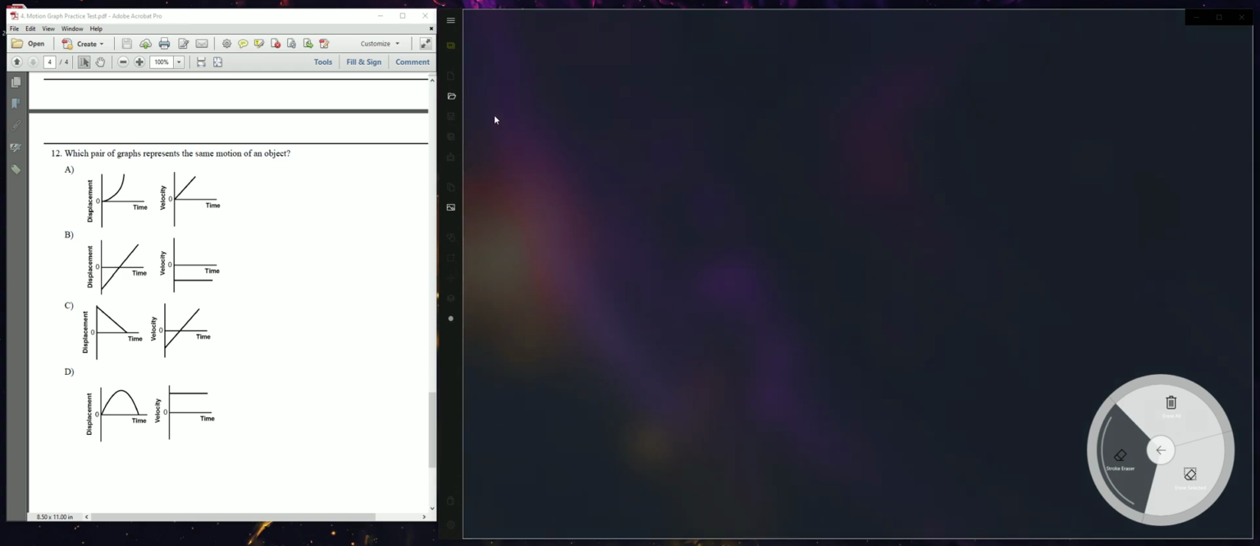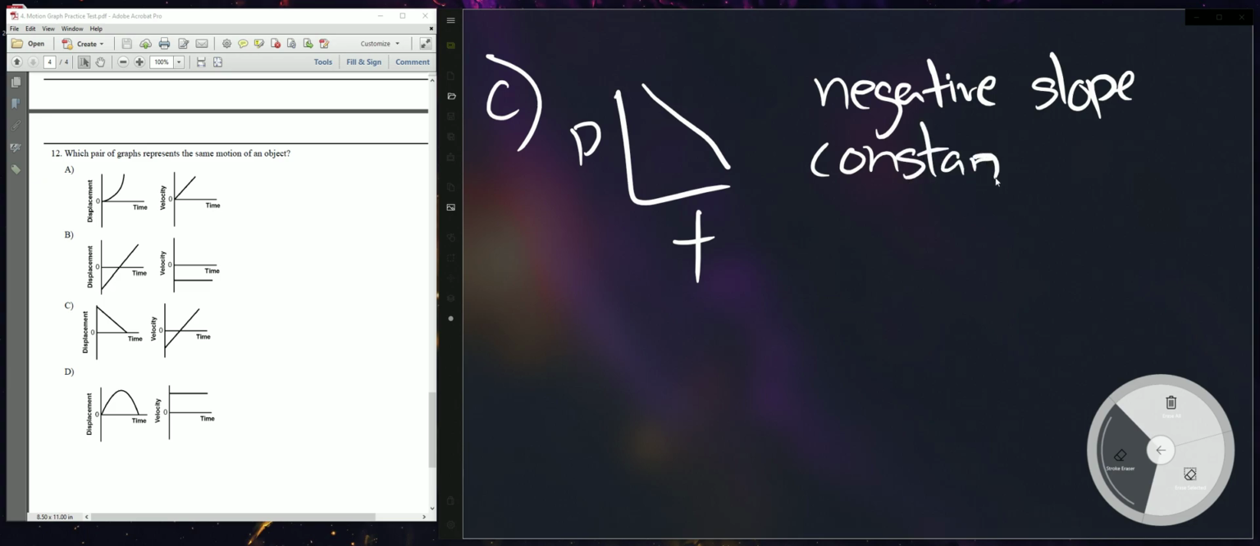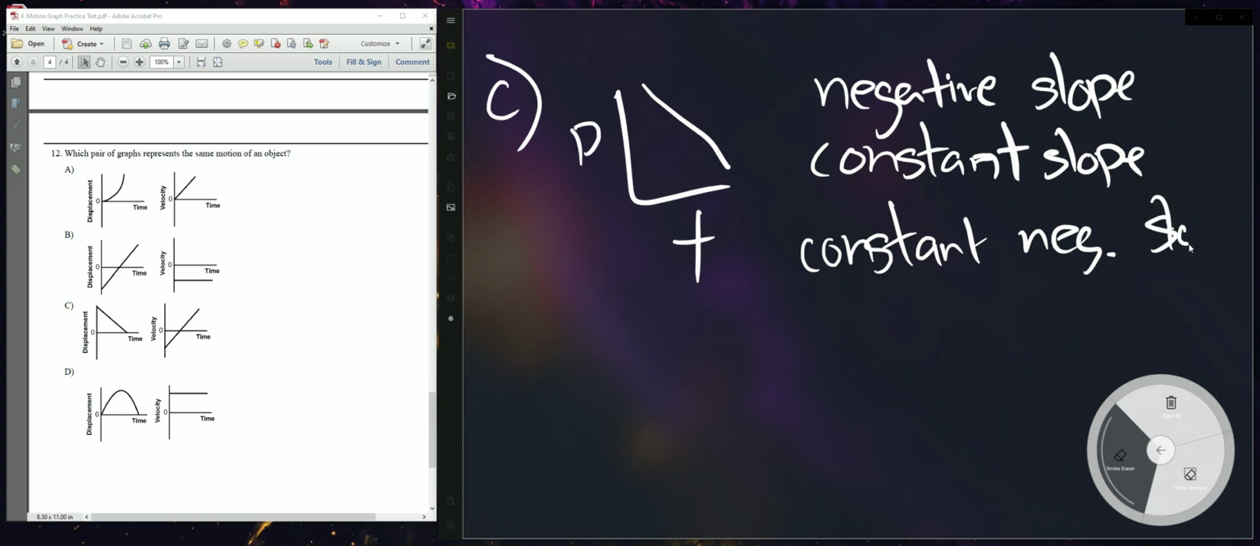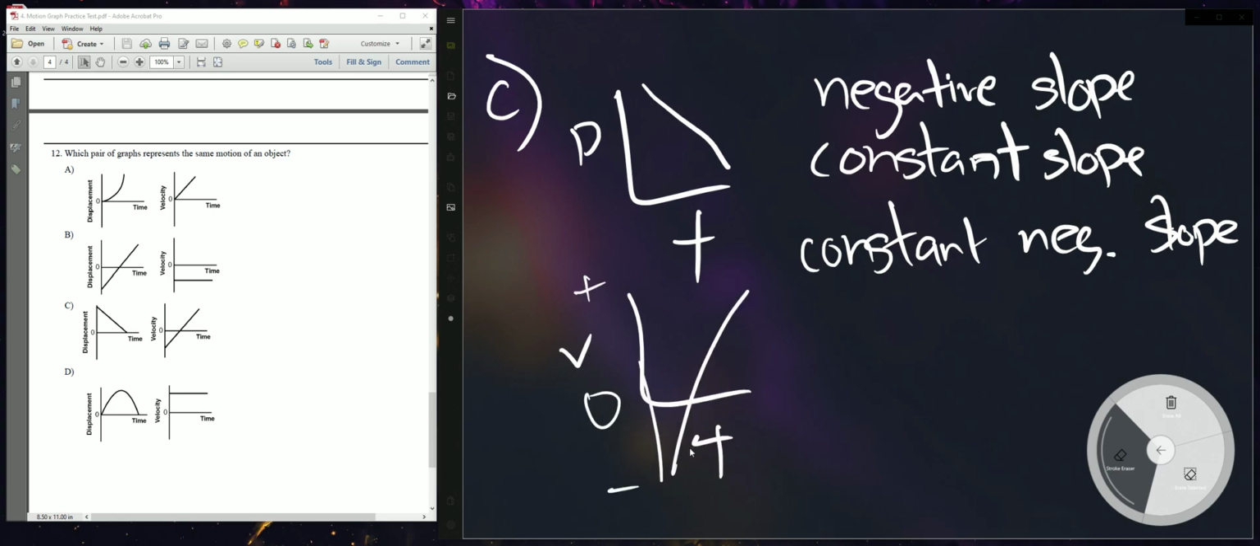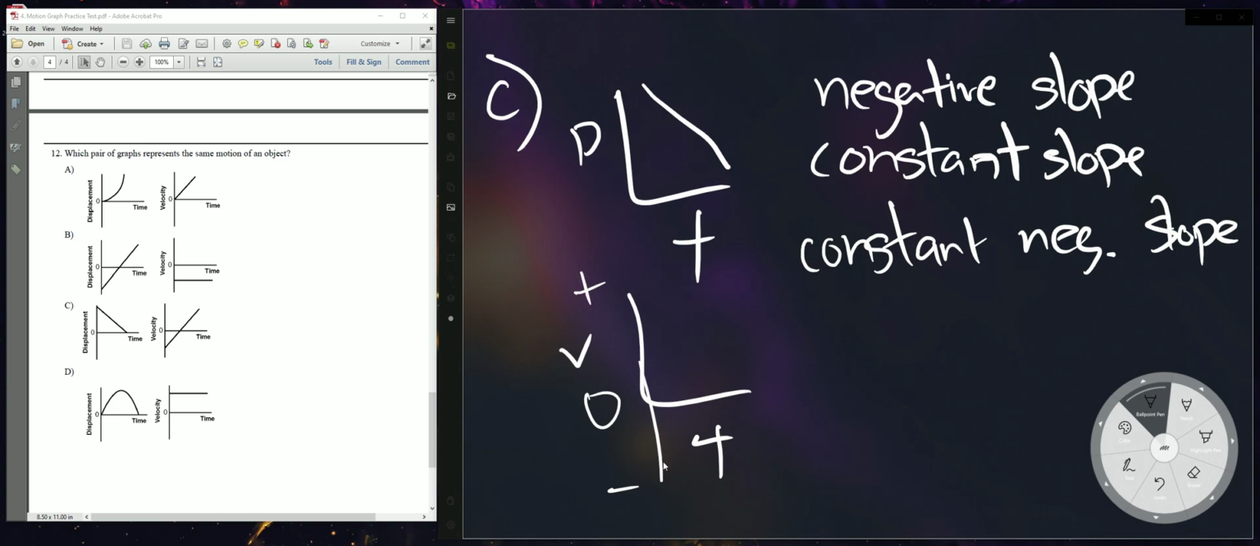Sorry about rushing through this. I just want to finish this real quick. So you have a PT graph here. It's going down. So negative slope. It's also a constant slope, constant non-zero slope. And then this must mean you have a constant negative slope. Oh boy. It's negative, zero, positive. Oh, I'm sorry. Just undo. No, I'm good. So you have a straight line right there.